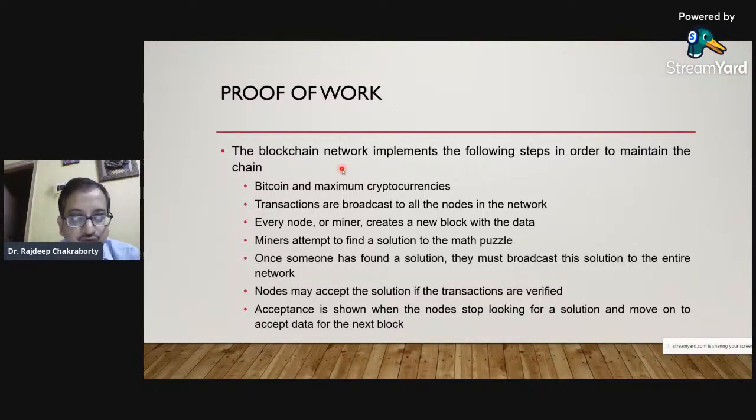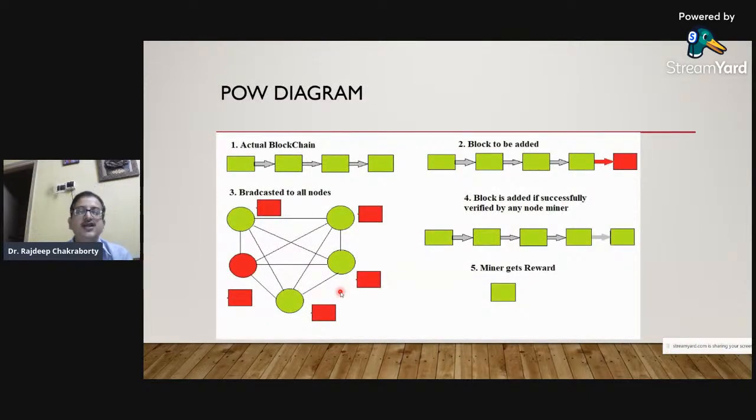So, first is proof of work. In proof of work, which is mainly used in Bitcoin and cryptocurrencies, transactions are broadcast. I am just explaining with the following diagram. Okay, let's understand this proof of work algorithm.